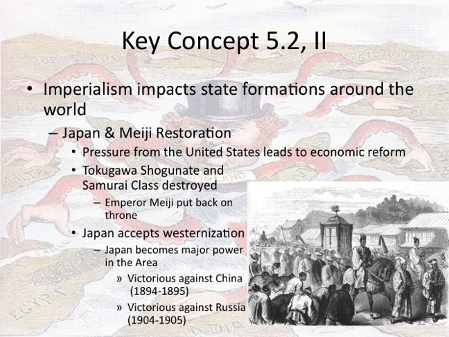Now, as a result of this, Japan accepts westernization, so it becomes a major industrial power in the area and displays this power in two wars in the late 1800s and early 1900s, one against China, in which the Japanese win, and one against Russia, in which the Japanese win. So Japan obviously now becomes the dominant power in what used to be the Chinese and the Russians' land.